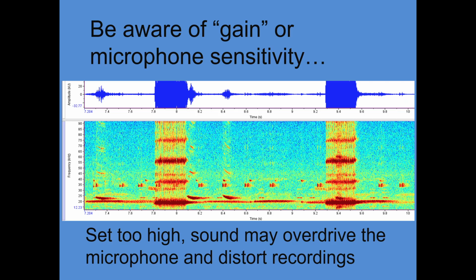Be aware of how you place it. Be aware of looking at your calls and recognizing echoes. And in the future, if you're getting a lot of distorted calls, reduce the gain, the sensitivity, a bit, and also make sure your placement is not buried within a vegetation area that's going to distort the signals.